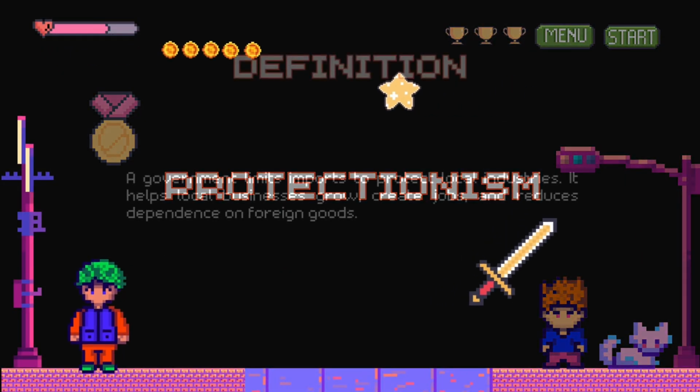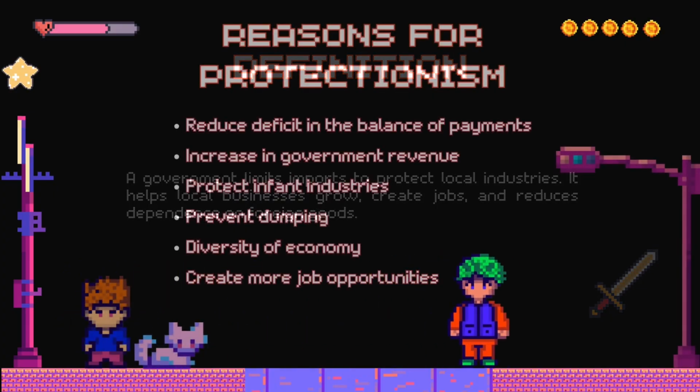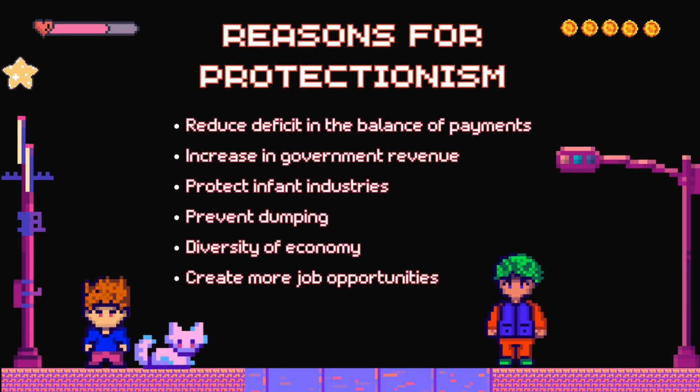Protectionism. What is protectionism? Protectionism is when a government limits imports to protect local industry. It helps local business grow, create jobs, and reduce dependence on foreign goods. There are many reasons why countries use protectionism.